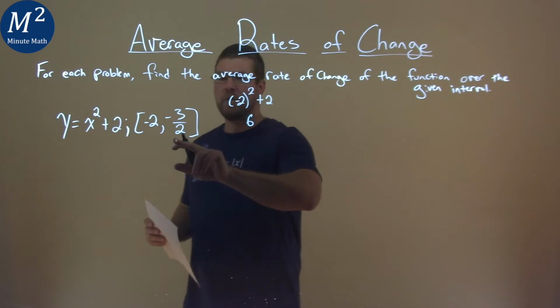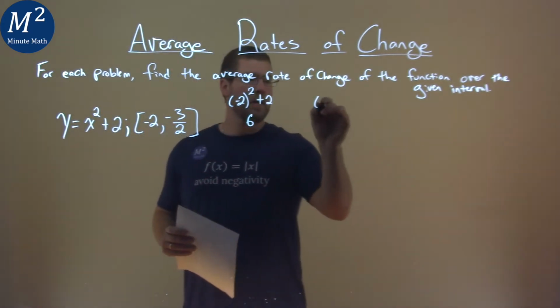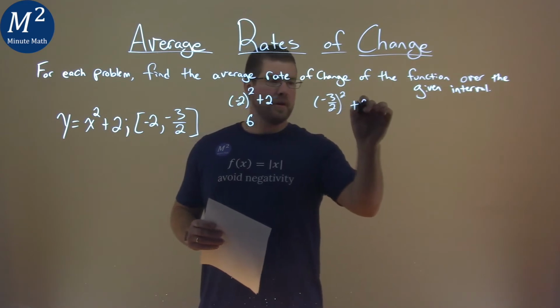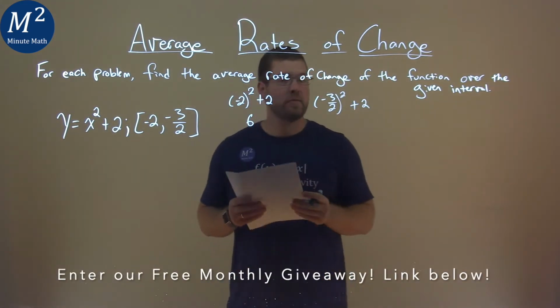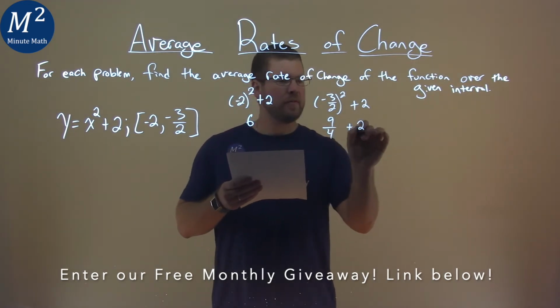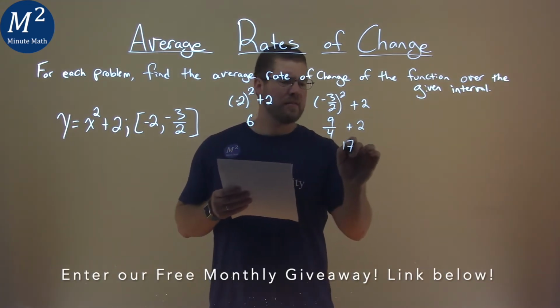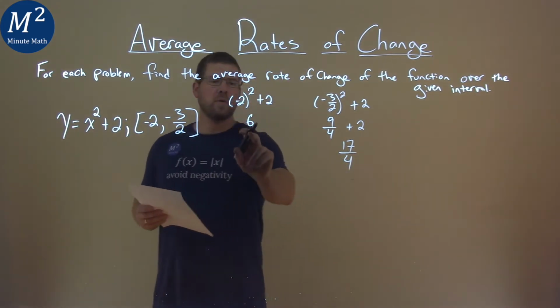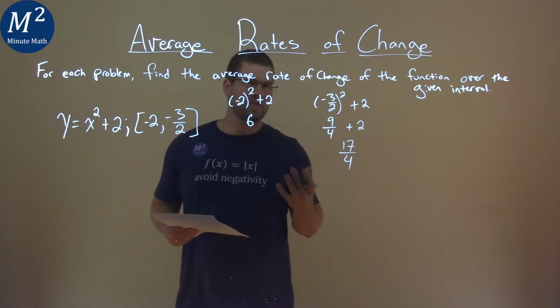Let's do the same thing with the negative 3/2. Negative 3/2 squared plus 2. Negative 3/2 squared comes out to be 9/4, and then we add 2 to that, and that comes out to be 17/4. Alright, so now we have the corresponding y values. So we need to use our formula here.